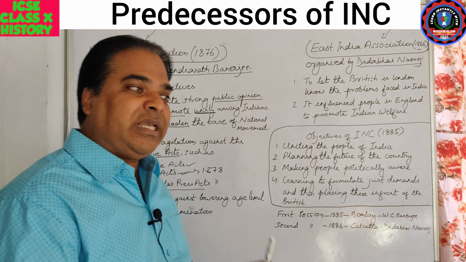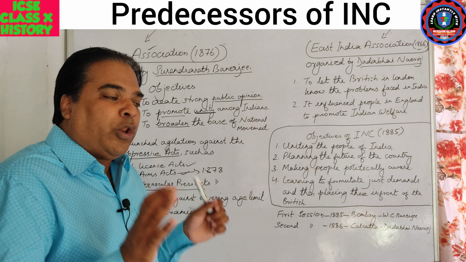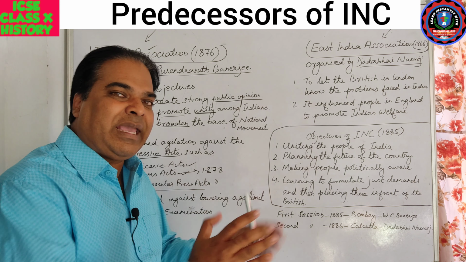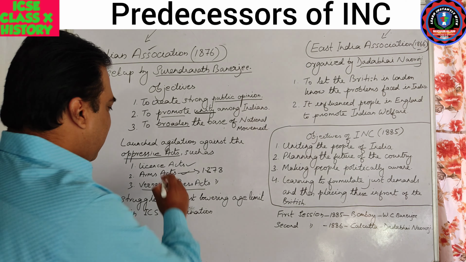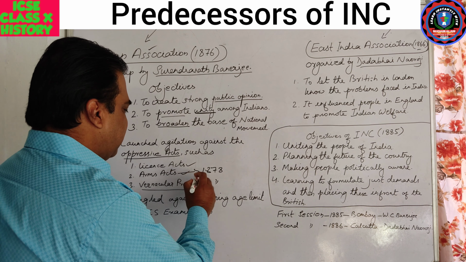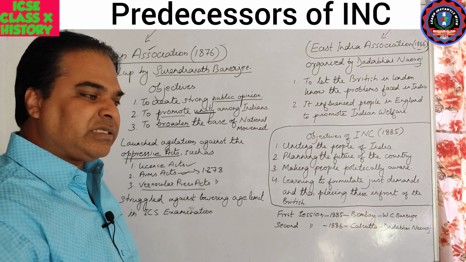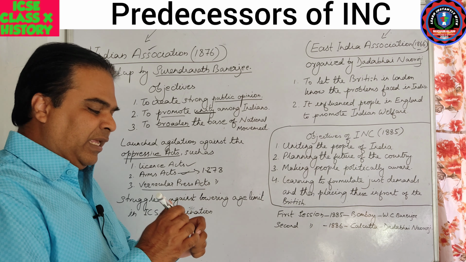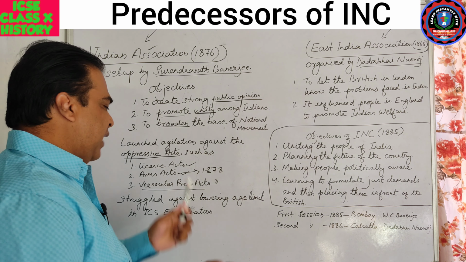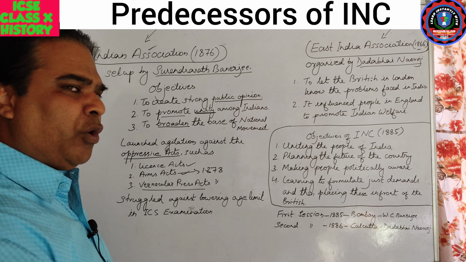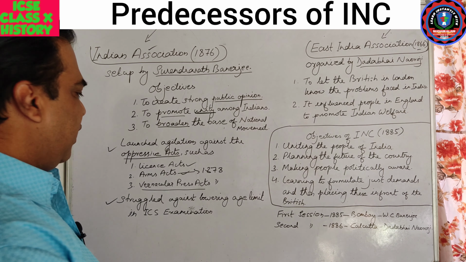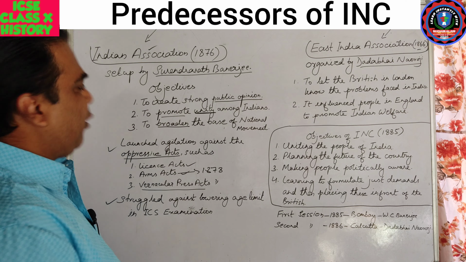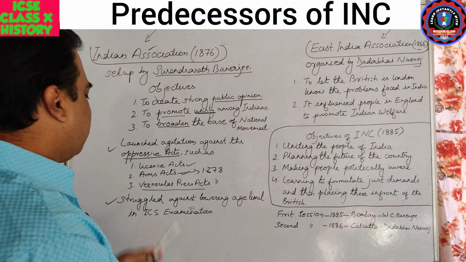So Surendra Banerjee criticized and launched a movement against the passing of the Vernacular Press Act. Okay, License Act, Vernacular Press Act, Arms Act. These are the three acts which were opposed and criticized, and movements were launched against these three acts.